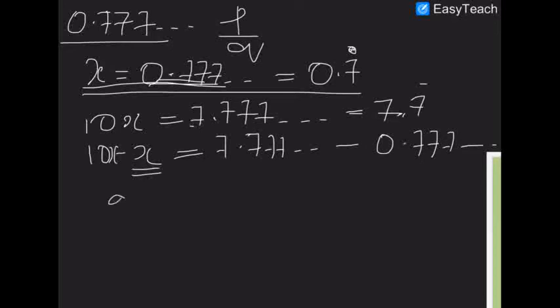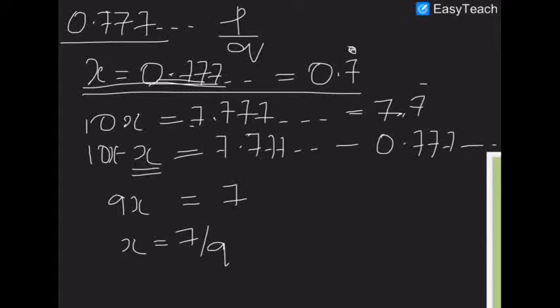So 10x minus x is 9x. 9x is equal to 7.77... minus 0.77... That is, 7 will be remaining. All the decimals will get subtracted: 7.77... minus 0.77..., so 0.77... gets subtracted, and 7 will be remaining. That is, x is equal to 7 by 9.